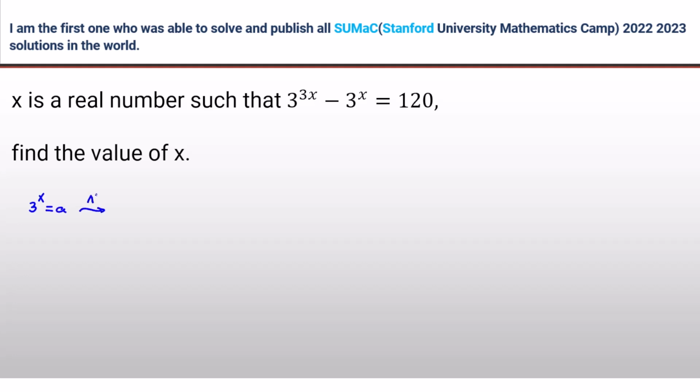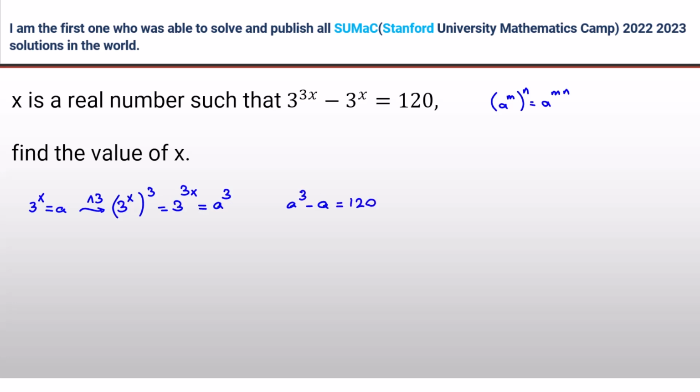If you raise it to the power of 3, (3^x)^3, we have this relationship: (a^m)^n is equal to a^(mn). So it is equal to 3^(3x), which is equal to a cubed. So the first term is a cubed, and the second term is a, and this is equal to 120.